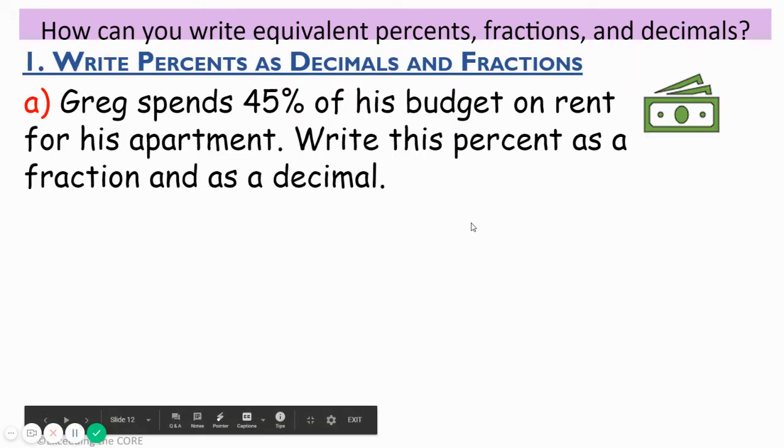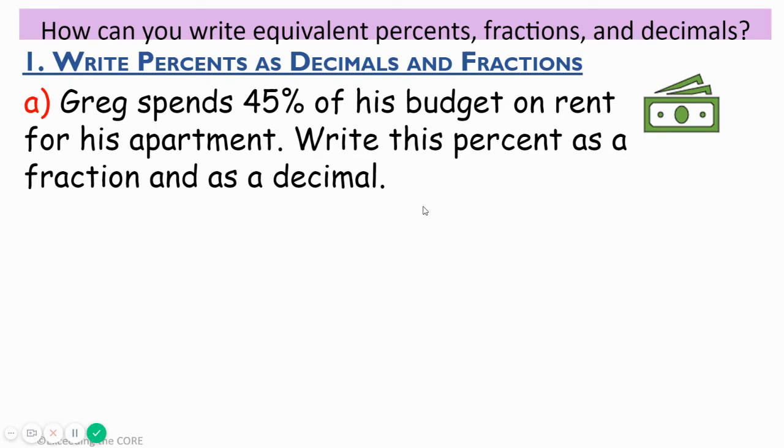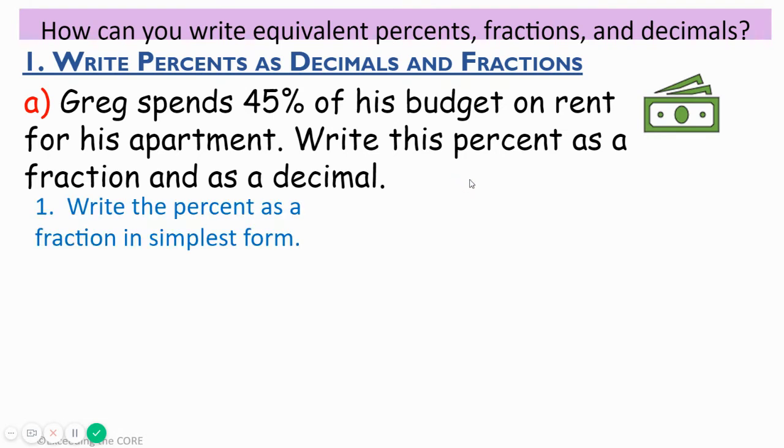All right, writing percents as decimals and fractions. Here's some examples. Greg spends 45% of his budget on rent for his apartment. Write this percent as a fraction and as a decimal. So we have 45%. If we want to write that as a fraction first, we put it over 100. And then we have to simplify that. So can you think of a number that evenly divides into both 45 and 100?